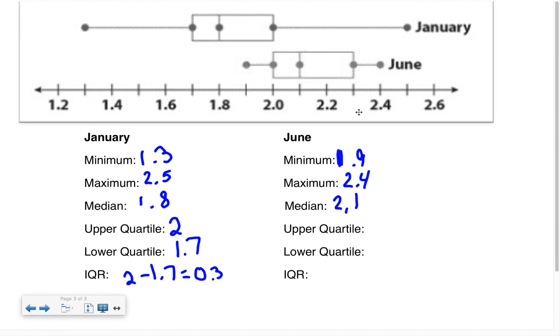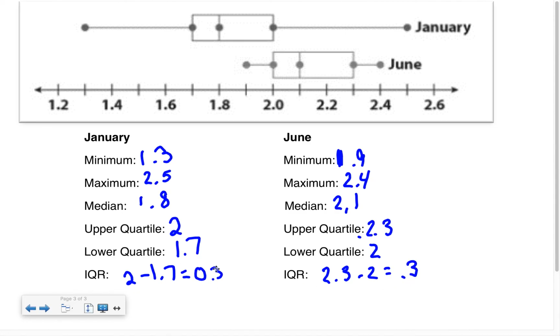The upper quartile, the right side of the box, between 2.2 and 2.4, is 2.3. The lower quartile is right at 2. For our interquartile range, we know we take the upper quartile minus the lower quartile, 2.3 minus 2. So we notice that we get 0.3.